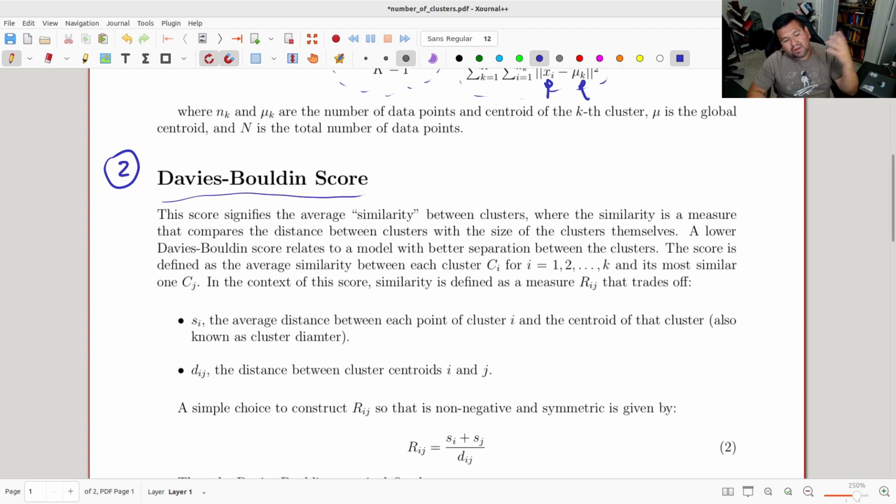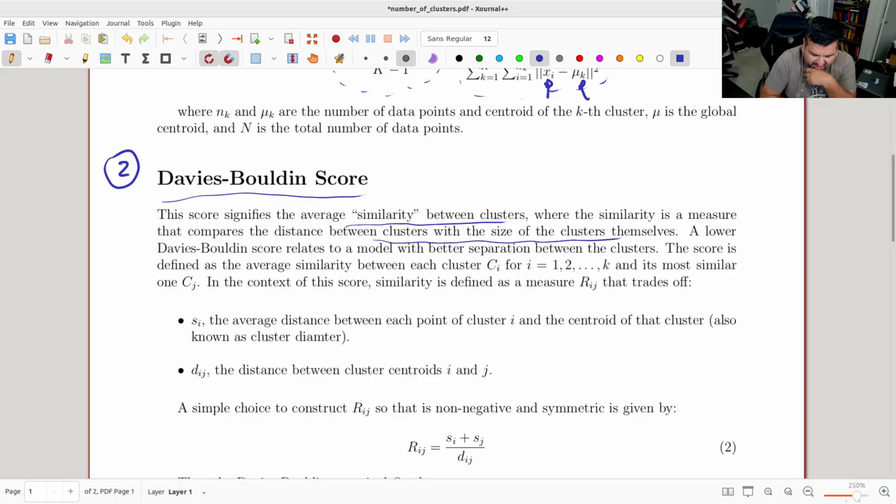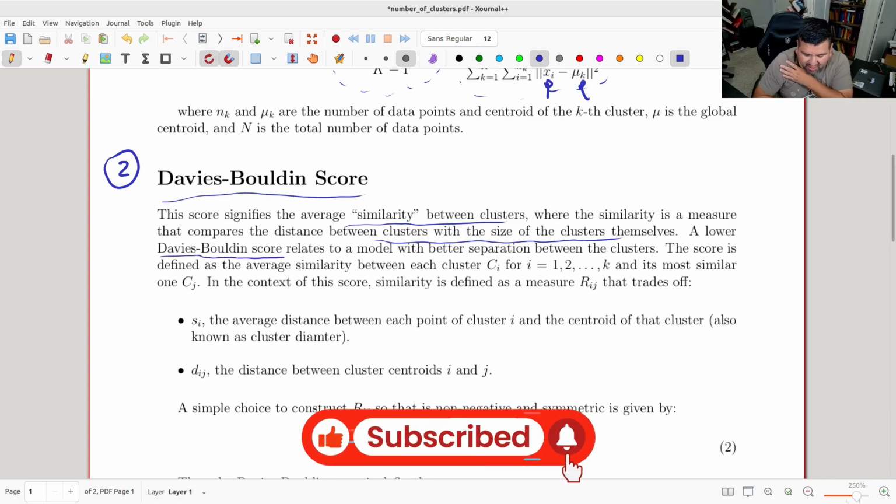Okay, so this is another metric that you may want to consider to estimate the number of clusters for your data. Basically what this metric does is the following. It's the average similarity between clusters, where the similarity is a measure that compares the distance between clusters with the size of the clusters themselves. What is the rule of thumb here? A lower value for the Davies Bouldin score relates to a model with better separation.